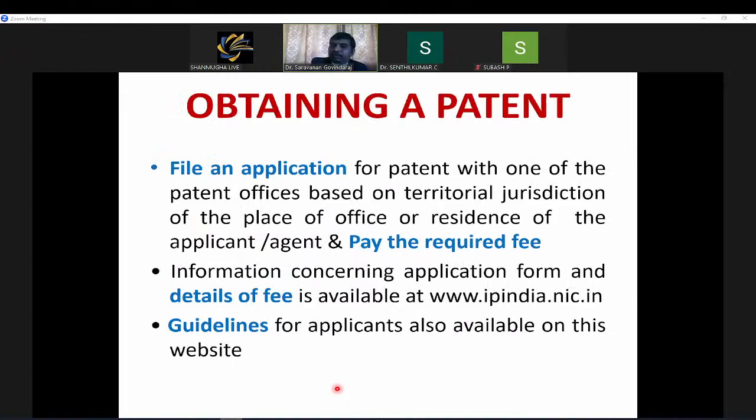Any individual can file an application. And we have to file that application in a patent office, within whose jurisdiction we are located, with a prescribed fee. Detailed guidelines are given on the official website of the Indian Patent Office, ipindia.nic.in. There the details of fees, guidelines, everything is given clearly.